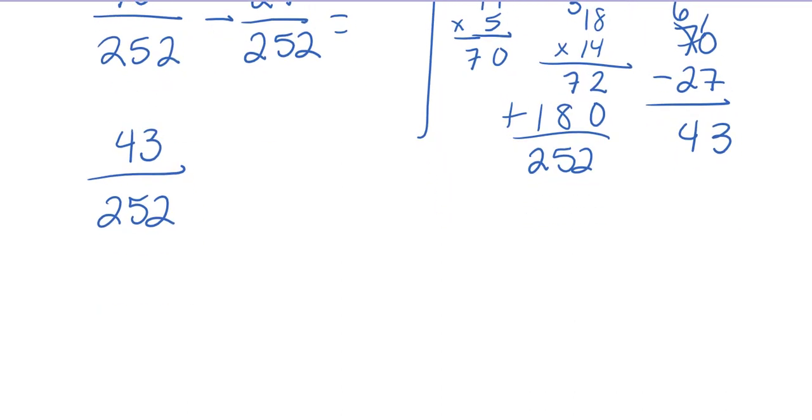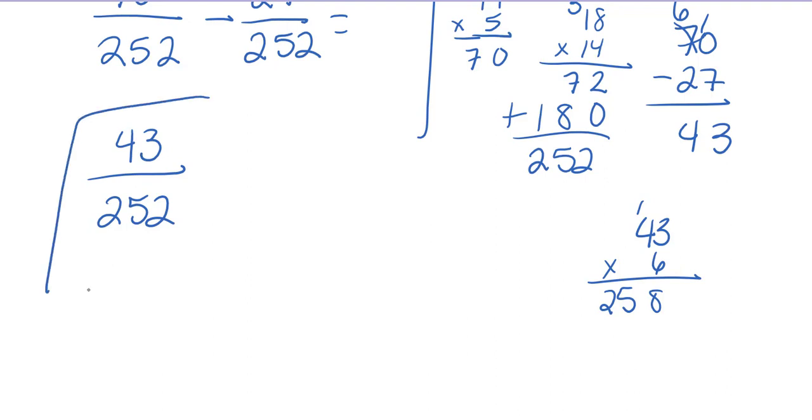And then let's just double check. If we multiplied 43 times 6, 3 times 6 is 18, carry the 1, that's 258. So we can't reduce this. 43 cannot be factored out on the top and the bottom. So then this is our reduced fraction.